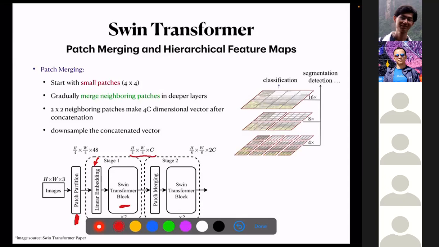And here we do patch merging. While we are merging four patches, we have four C-dimensional vectors, and we project them into a 2C-dimensional space, and we have a smaller vector. So we effectively downsample, and we apply a transformer again. And this is done in every stage.